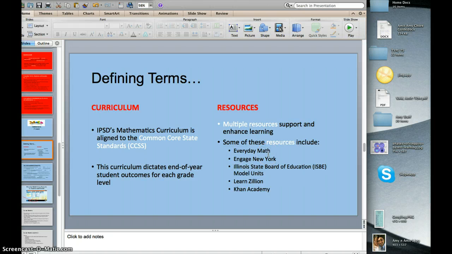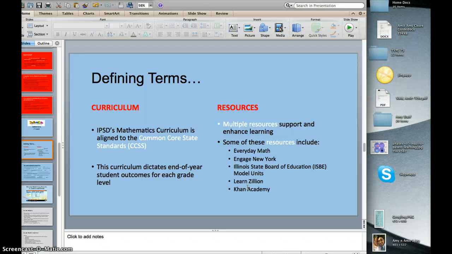You may be familiar with Everyday Math, and in the past we've used that as a major resource. This year, a lot of classes are, if not cutting down on their use of the Everyday Math resource, just using other resources as well. The goal is for us to follow the standards, and per unit of math, there are different standards in mathematics.